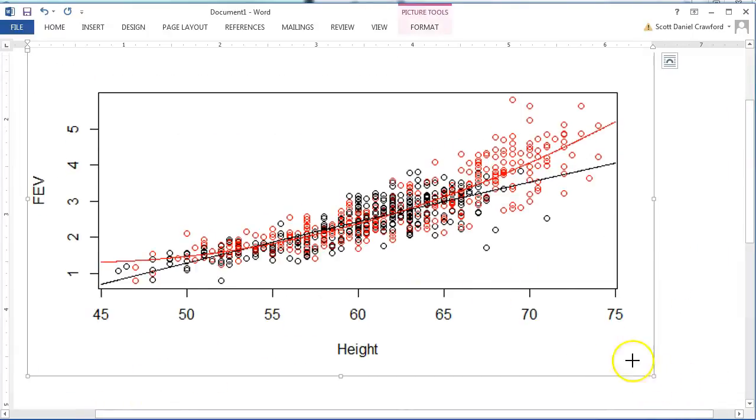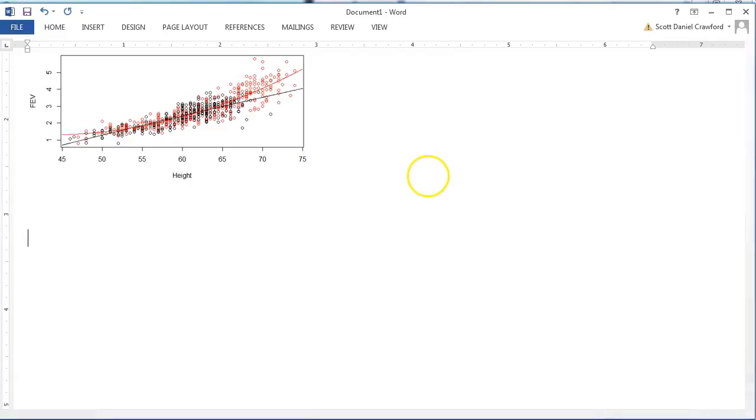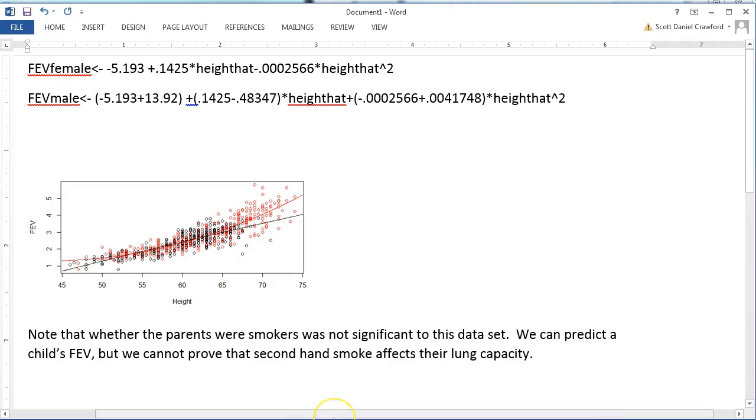Okay, how would I explain this to a client? First off, I'm going to mention that we couldn't show whether the parents smoke was affecting their FEV, their lung capacity. Now, that doesn't mean it's not true. It means this data set wasn't what could show it. And that's a hotly debated topic with a lot of data sets out there trying to see what the effect is and whether it's provable.